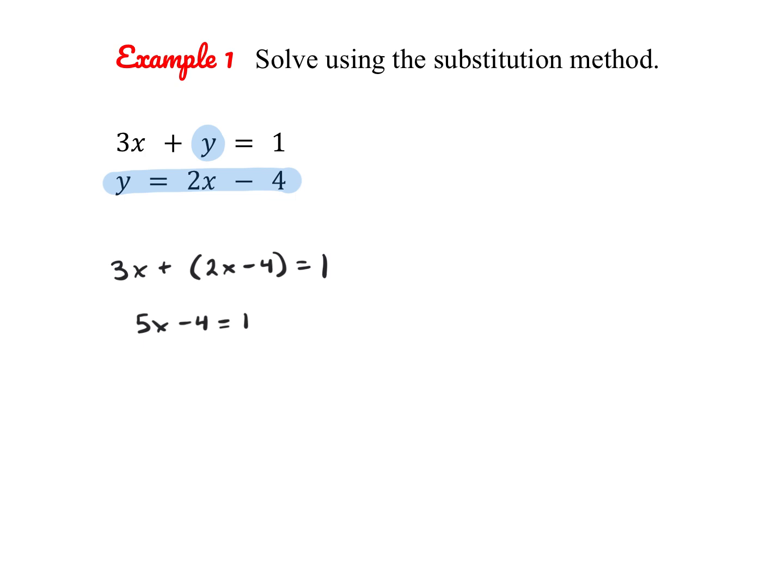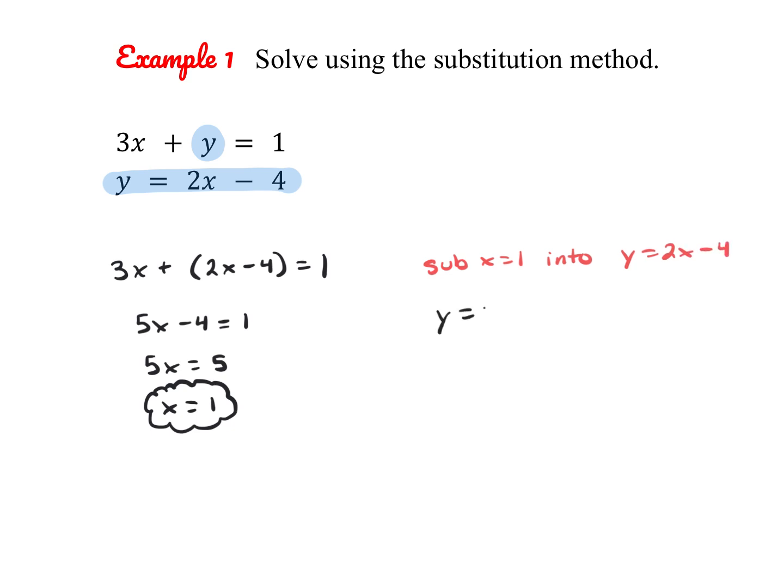So I'll start by combining like terms, and then I'll add 4 to both sides and divide both sides by 5. So I have x equals 1. But I'm not done yet. I need to find y. So I'm going to take this x value, and I can actually substitute it into either equation. So let's sub x equals 1 into y equals 2x minus 4. Again, you could substitute it into either equation. So we have y equals 2 times 1 minus 4, y equals 2 minus 4, y equals negative 2.